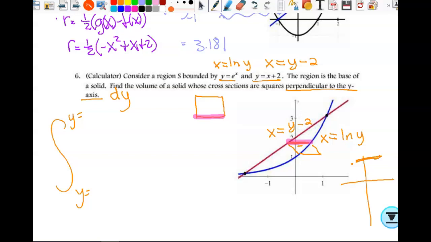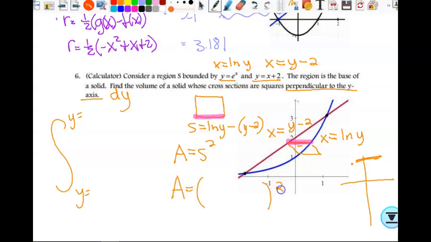All right, how do we find the area of a square? Good, side squared. So what is the length of that side in terms of y? Just like I want to find that horizontal distance between those 2 curves, I need to know what is the x on the right minus the x on the left. So natural log y minus the quantity y minus 2 equals the side, squared.